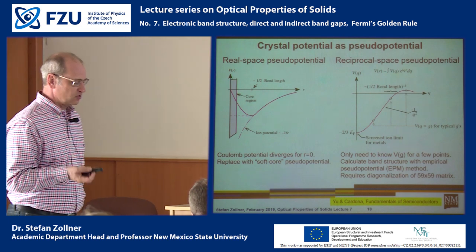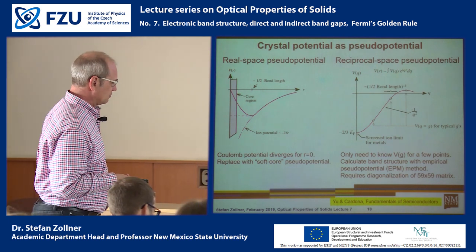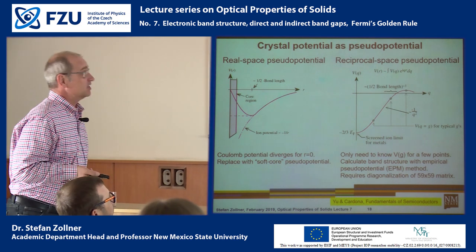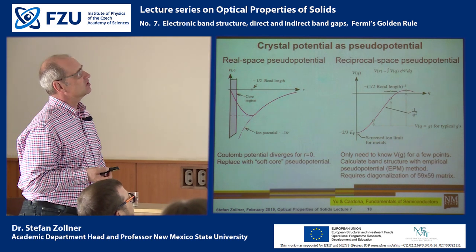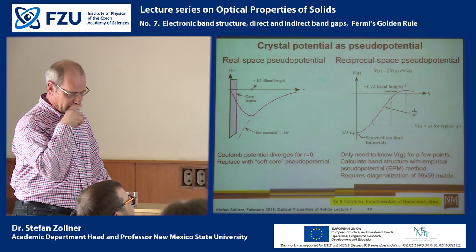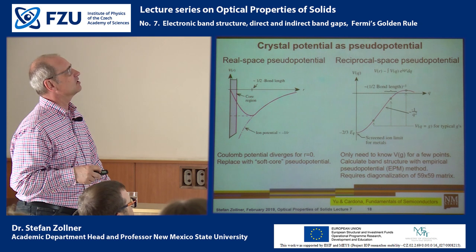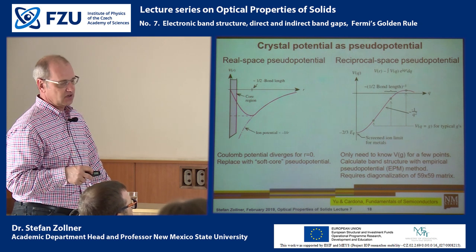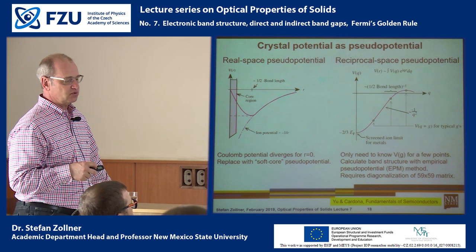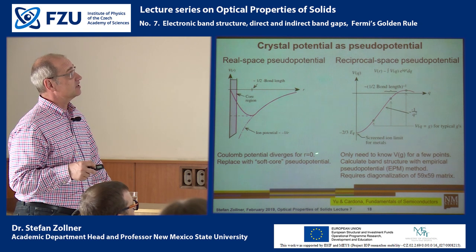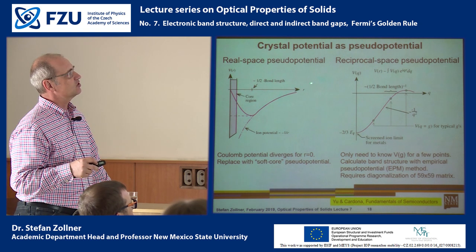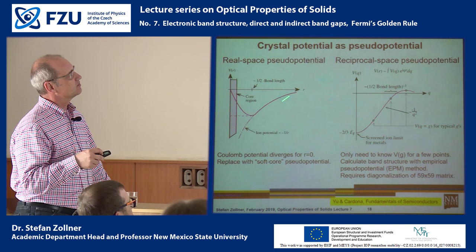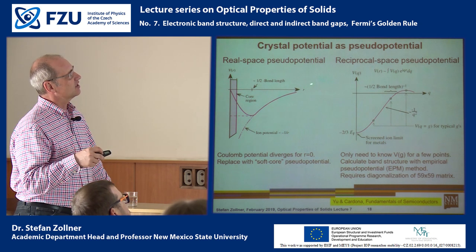So that was a weak potential. What if the potential is not weak? What are the methods that we have in order to treat actual crystal potentials? So the problem with the crystal potential is that it is a Coulomb potential, and the Coulomb potential diverges for r equal to zero. That's shown by the dashed dotted line here.